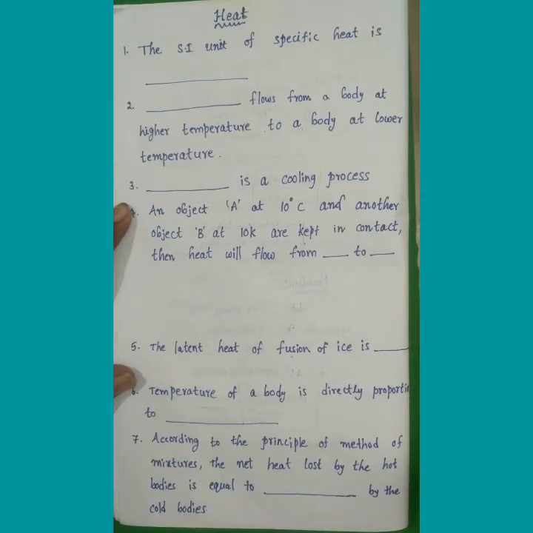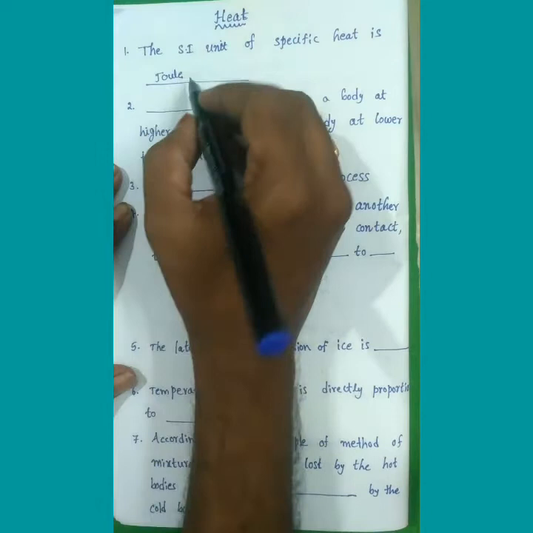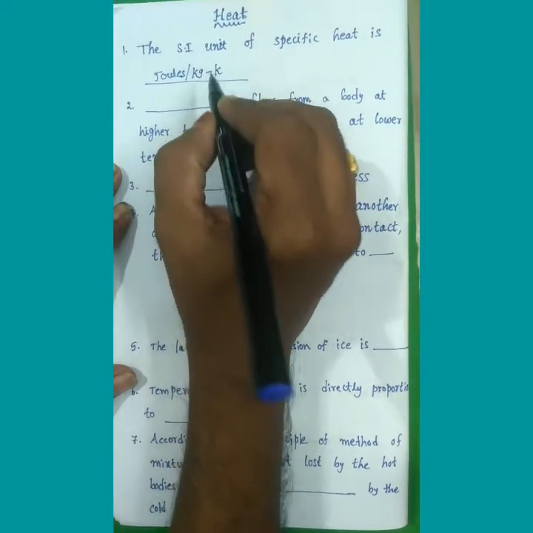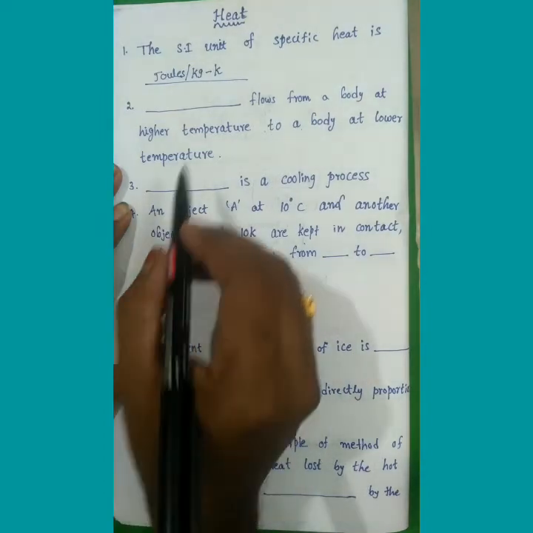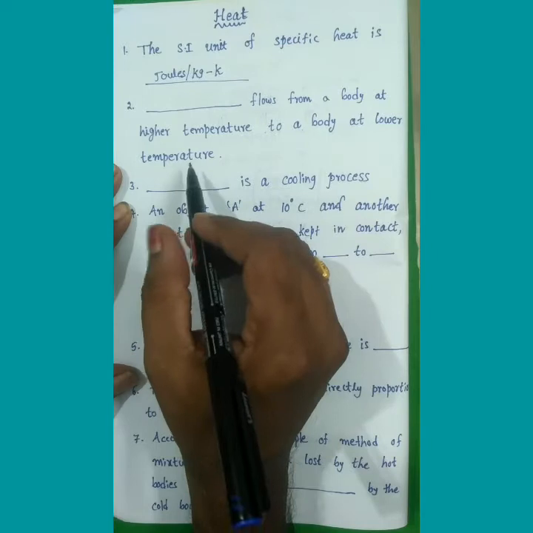In the heat chapter, today I would like to explain the fill in the blanks and multiple choice questions in detail. The first one: the SI unit of specific heat is joules per kg per Kelvin. And dash flows from a body at higher temperature to a body at lower temperature.